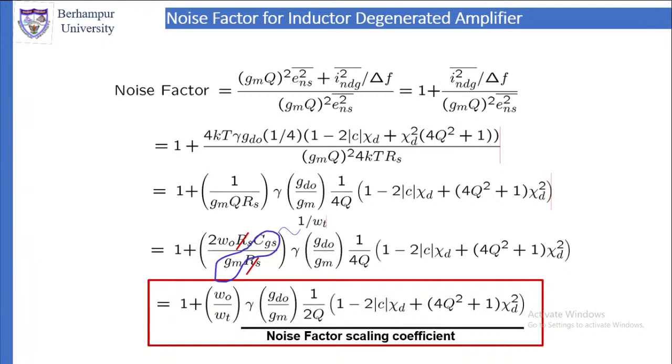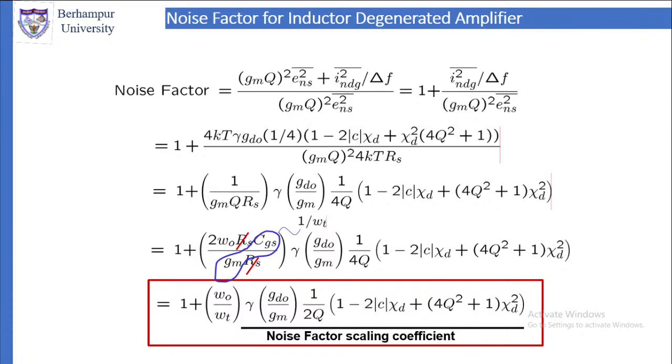Again you can see, RS will cancel out in the numerator and denominator. Then for Q, you can put 2 omega squared RS into CGS. That will go to the numerator, and then in the numerator and denominator RS cancels out. So in the numerator, we will be left only with CGS.